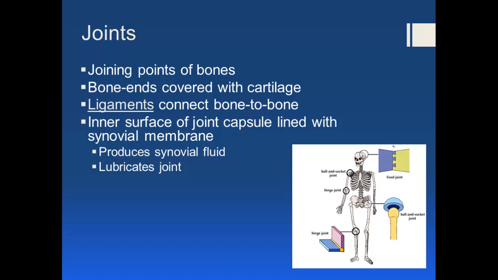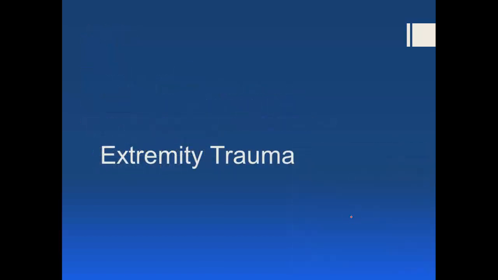And we have different types of joints. In the skull here, we've got a fixed joint. Your hip and your shoulder are ball and socket joints. Your knee and your elbow are hinge joints. So that's our overview of the system.